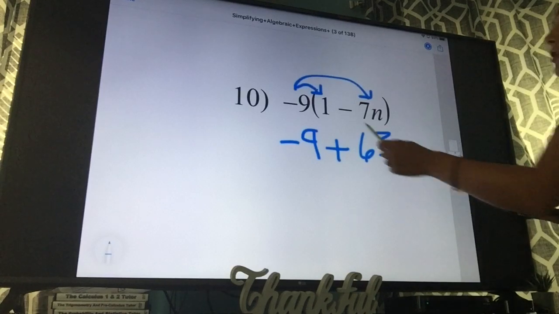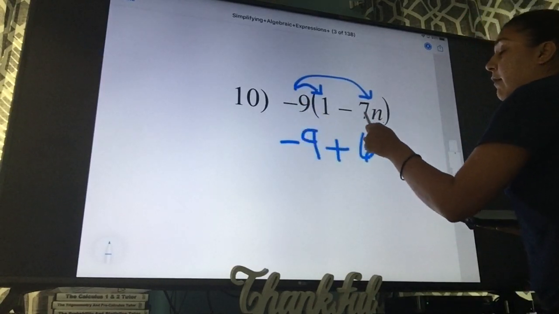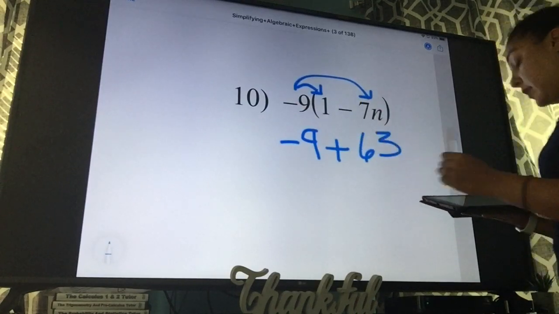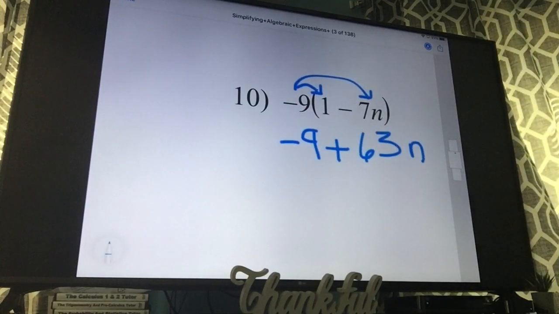And how many n's do I have? Well, I have none here, and I have 1 here. So 0 plus the 1n is going to give me a 1n. So I should only have 1n. And we're done.